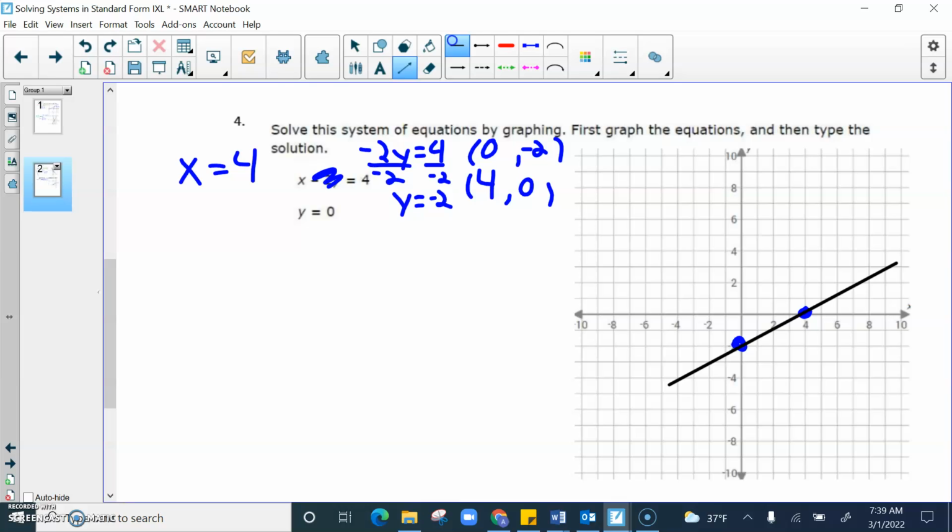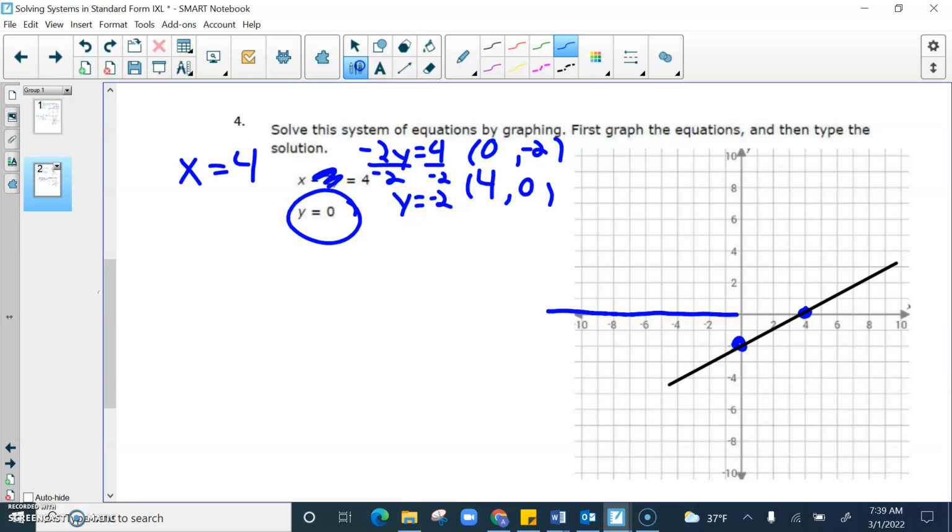The next one, y equals 0. Now, you might be like, all right, what am I going to graph? Y equals 0. That just means that every y value is 0. So it's actually, the y equals 0 is the x-axis. So that line is going to be right there. So the solution, right, is going to be at 4, 0.